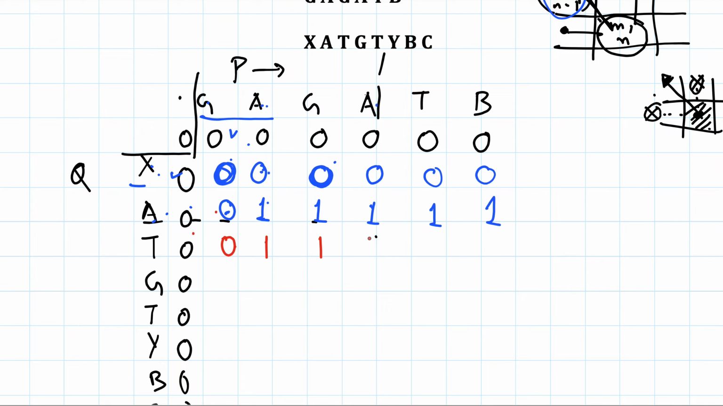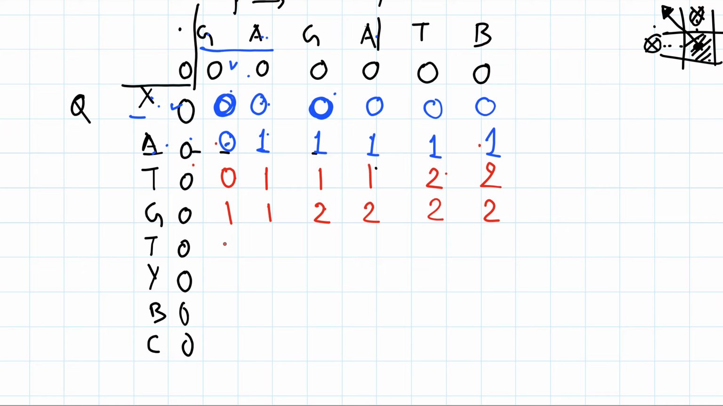A and T are again not equal. T and T are equal, so 1 plus this diagonal cell. So it will be 1 plus 1, 2. Now T and B are not equal, so max of these two, which is 2. Now here G and G are equal, so 1 plus this element, 1. Again 1. G and G are now equal, so 1 plus 1, 2. G and A not equal, so max of these two, 2. Max of these two, max of these two. Then T and G are not equal, so 1.